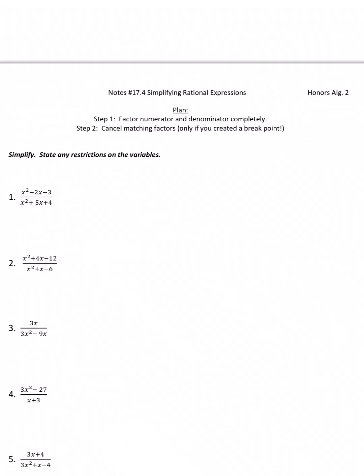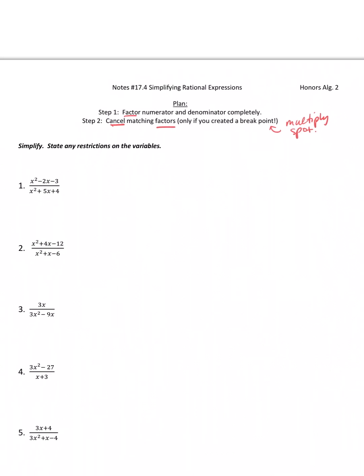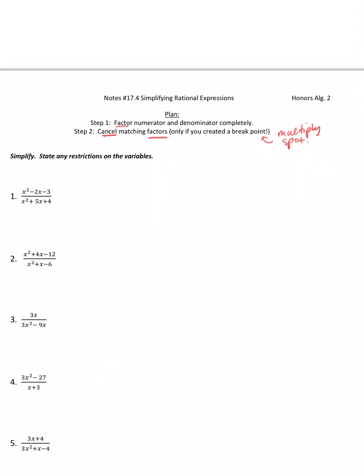All right, in this lesson, we're going to be simplifying rational expressions. Now, here's the plan of attack. We're going to factor the numerator and the denominator completely, and then we'll cancel the matching factors, only if you created the breakpoint. Remember, a breakpoint is where they're multiplying. It's a multiply spot, okay? It's a breakpoint. Now, the directions will say simplify and state any restrictions on variables.